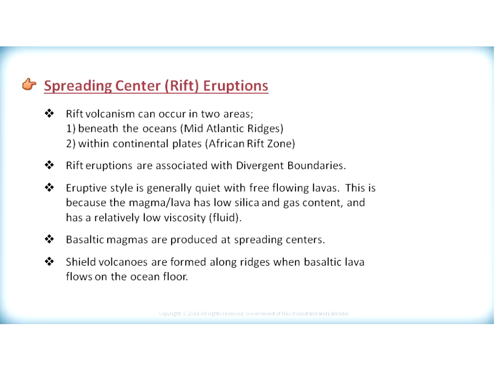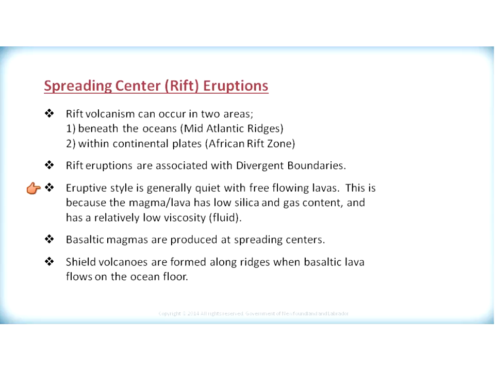Let's first have a look at the spreading center eruptions, more commonly called a rift eruption. Rift volcanism can occur in 2 areas. The first area will be beneath the oceans at mid-Atlantic ridges, and the second area could be within continental plates, such as the African rift zone. Rift eruptions are associated with divergent plate boundaries.